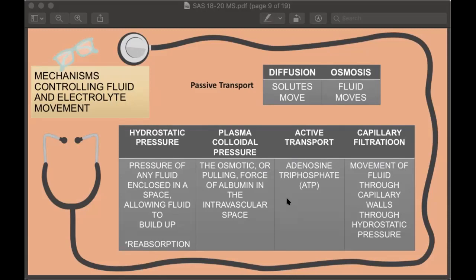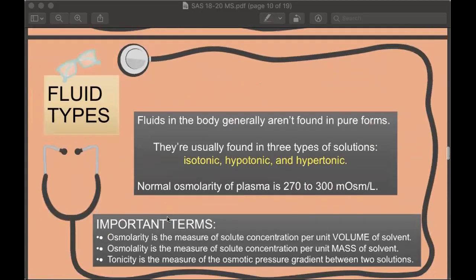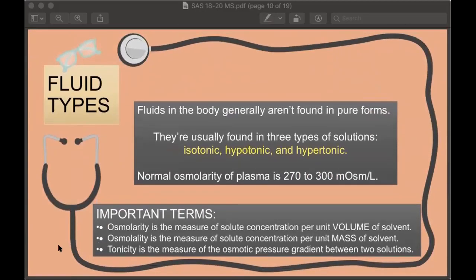And the last one here, we have your capillary filtration. The word is filtration. It is the movement of fluid through capillary walls through your hydrostatic pressure. Awesome. Now let's move here. We have now your fluid types. You've seen this one. You've seen a lot of this during your exposure to hospitals.